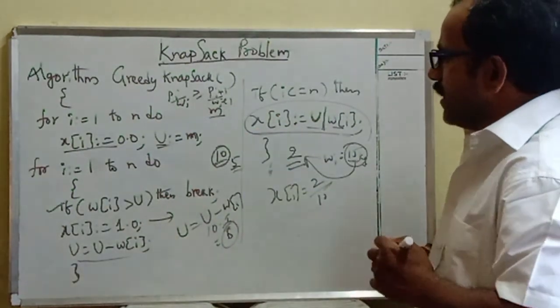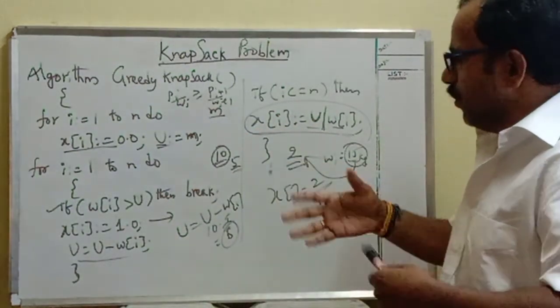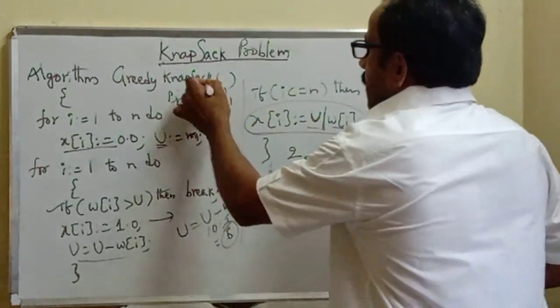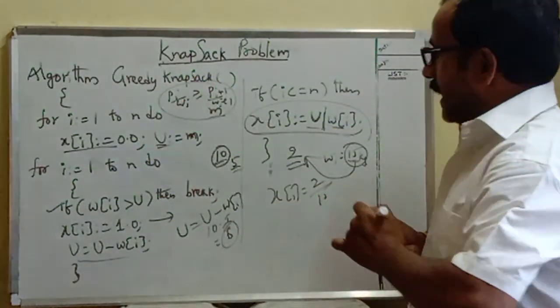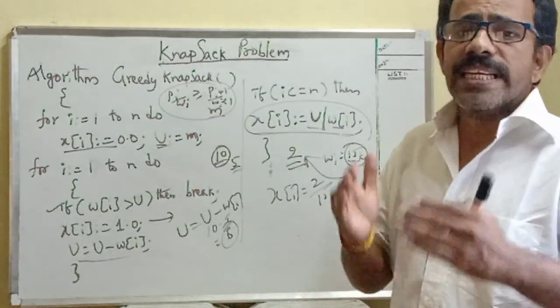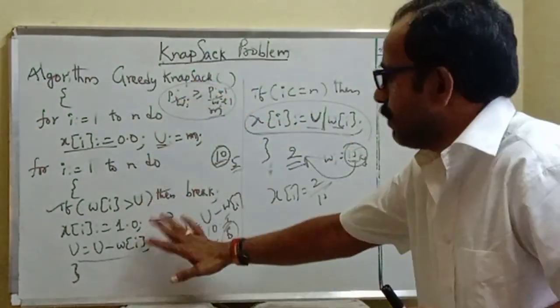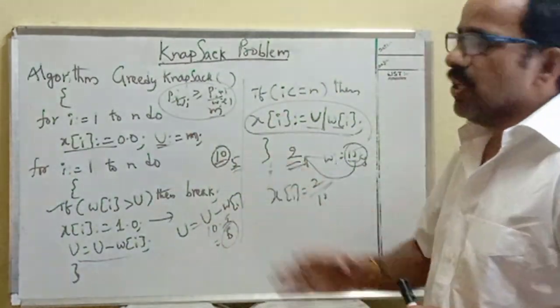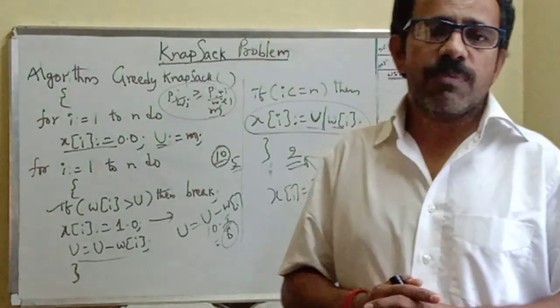In this way, if you approach it, we get the optimal solution, because we initially made the assumption that all the elements are arranged in profit by weight decreasing order. If we follow this particular approach, we get the optimal solution. So this is about the greedy knapsack problem.